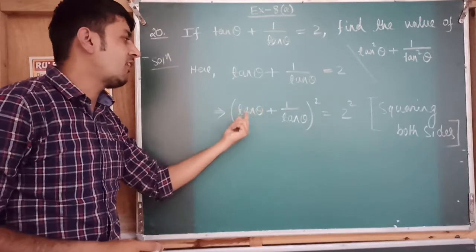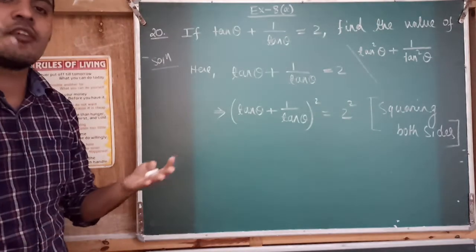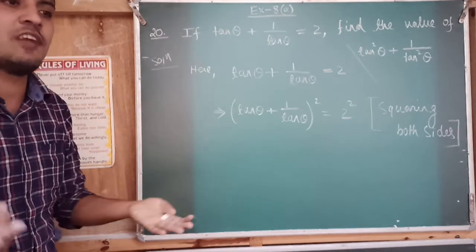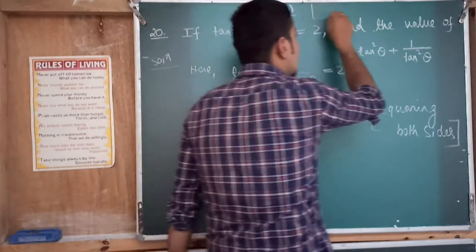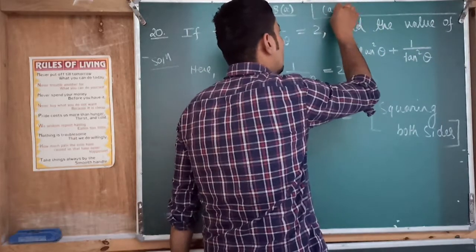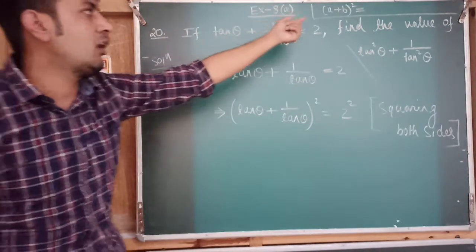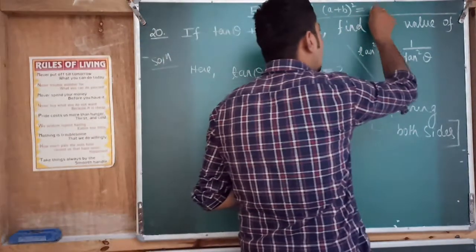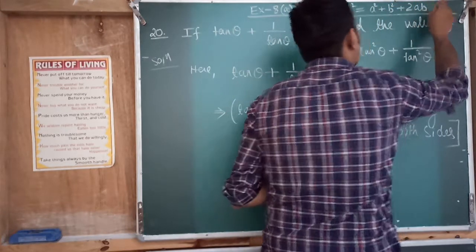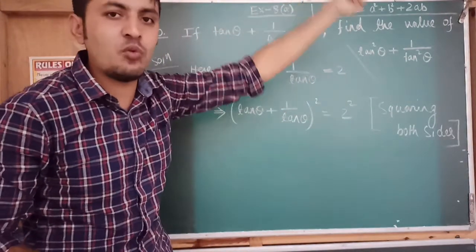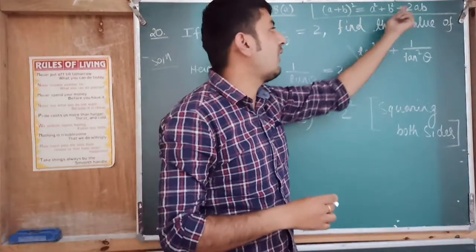Now, after we have done squaring both sides, what is going to happen next? Now see, this is a plus b whole thing square. You have already done this formula in class 8. So I will be using the formula for a plus b whole thing square. A plus b whole thing square is a square plus b square plus twice ab. Or if you want, you can even write it as a square plus twice ab plus b square.